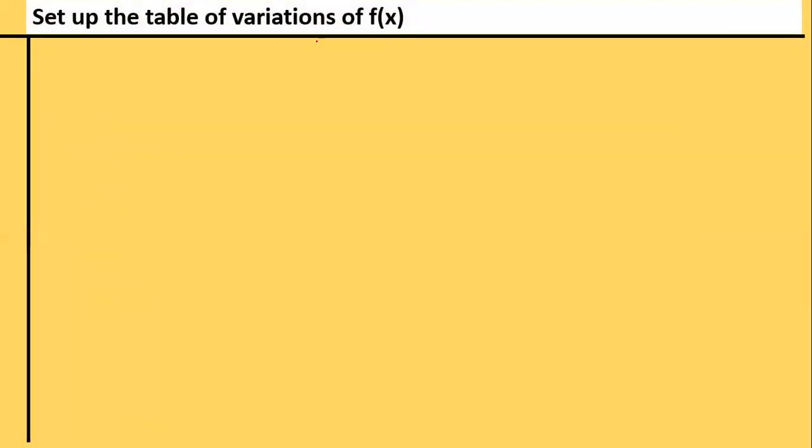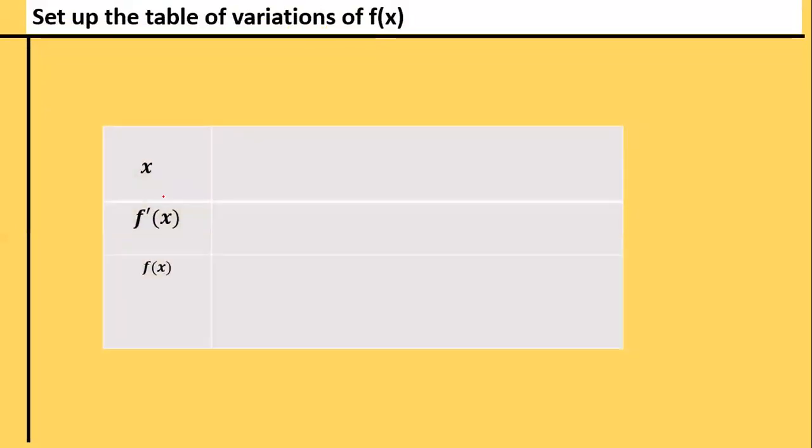Taking into consideration that f prime x is always positive, now you are asked to set up the table of variation of the function f. So I'm going to set up now the table of variation, putting the domain of definition, taking into consideration that f prime x is always positive. If f prime x is always positive, this implies that the function f of x is strictly increasing.